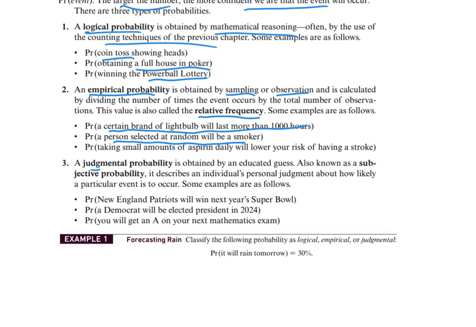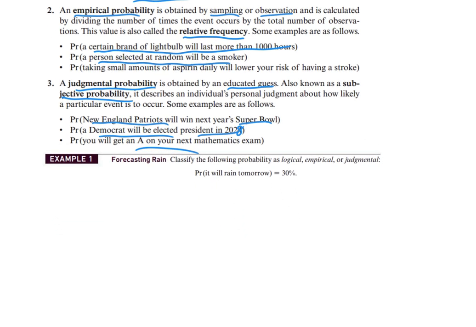And a judgmental probability is an educated guess, also a subjective probability. Some of these: the New England Patriots will win next year's Super Bowl, the probability a Democrat will be elected in 2020, I guess this is dated a little bit, 2028, the probability you'll get an A on your next math exam. These are things that we could reason out and have a judgment about, but not necessarily a mathematical calculation.